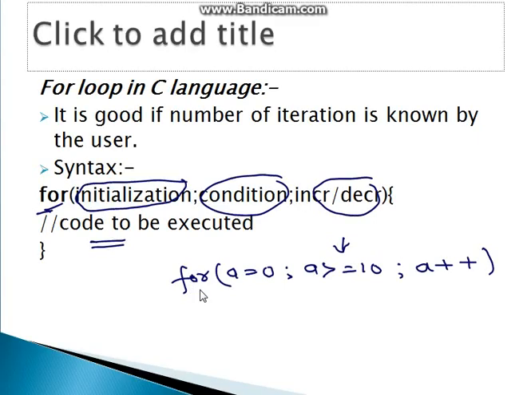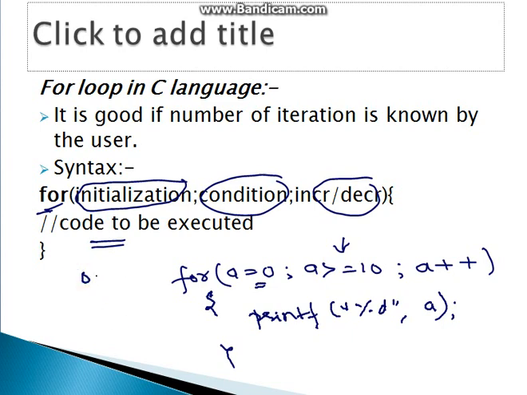So you can write the code here which is to be executed. For example, if you want to printf the value of a, you can write the printf of the value of a accordingly. So the value of a will change and it is going to get printed on the console screen, the output being the values of a. So the loop will begin in this way. It will start first a is equal to 0. It is going to go and print.